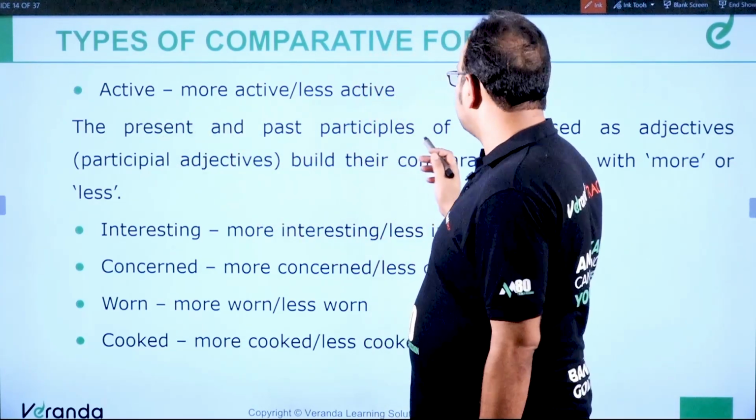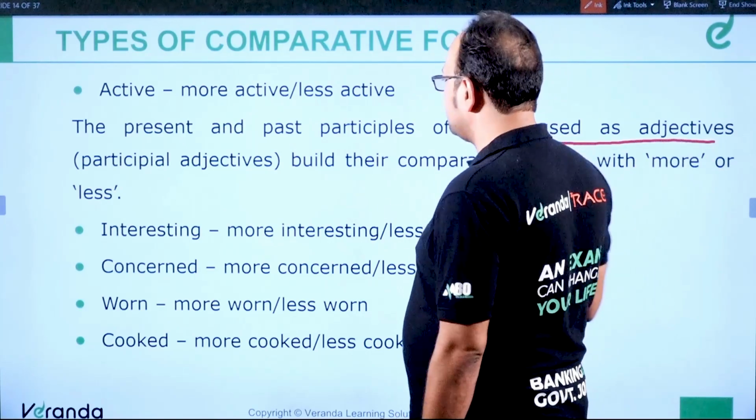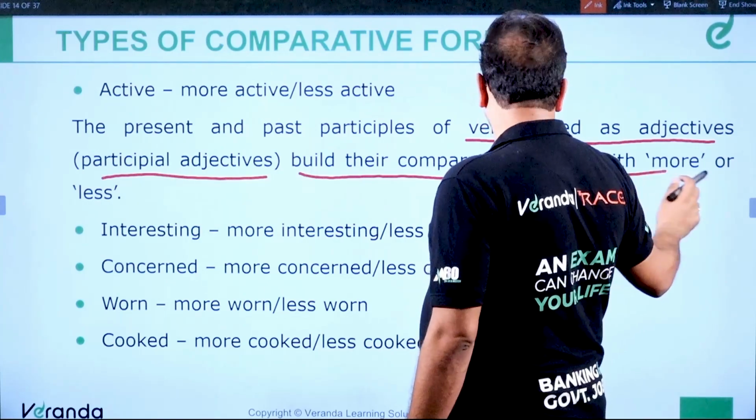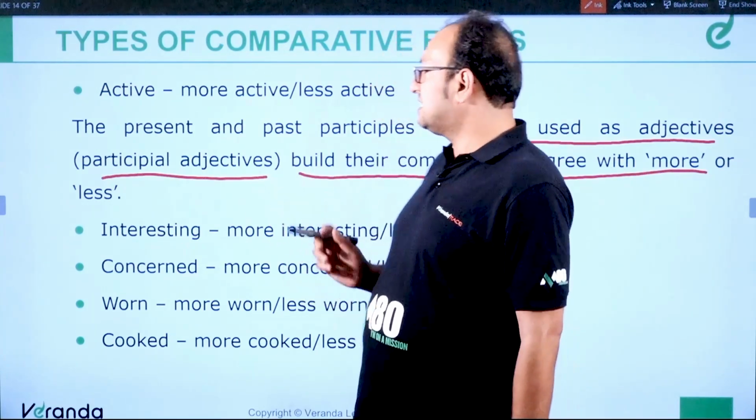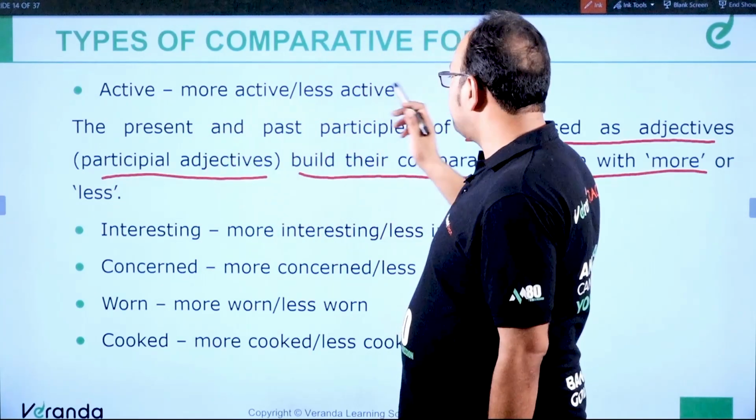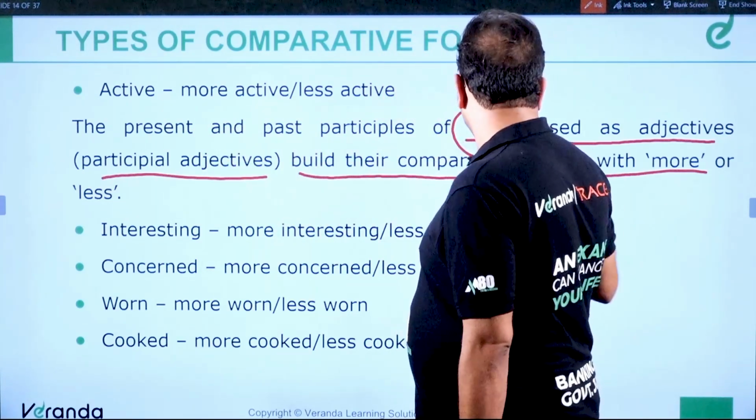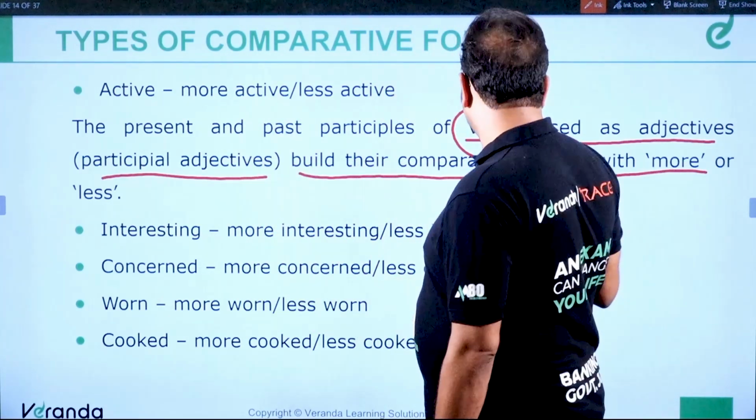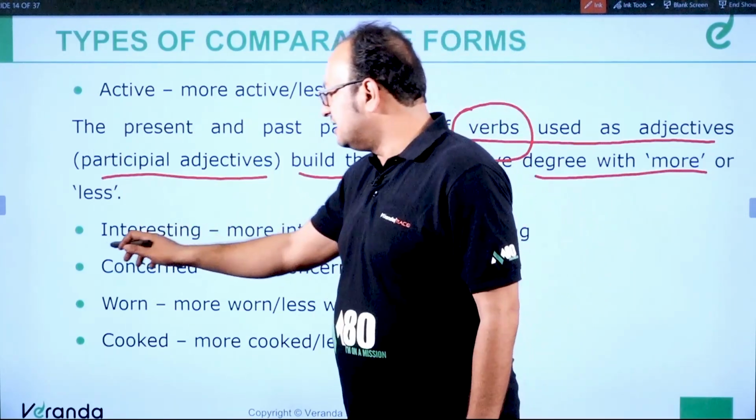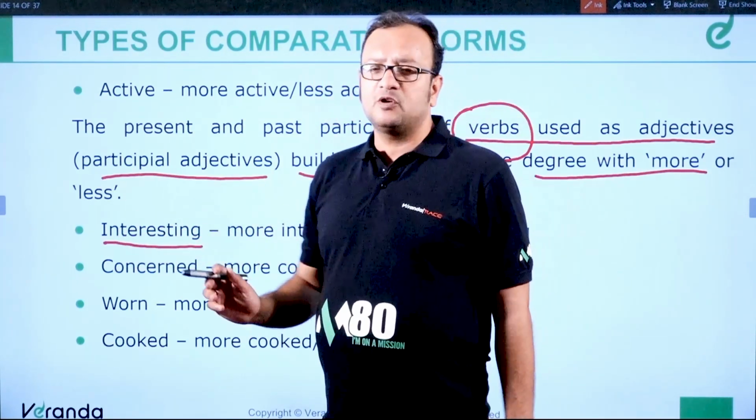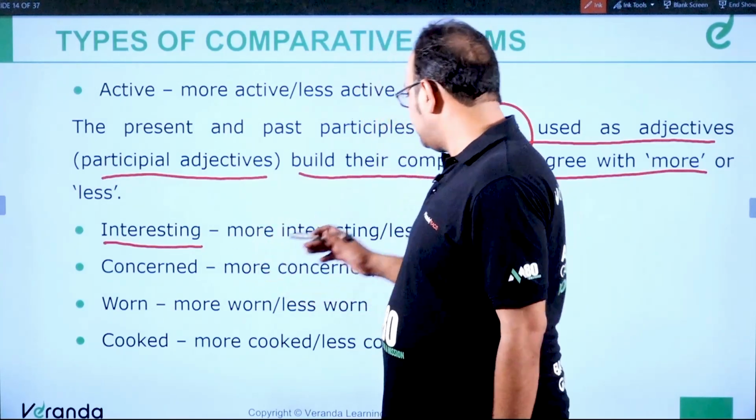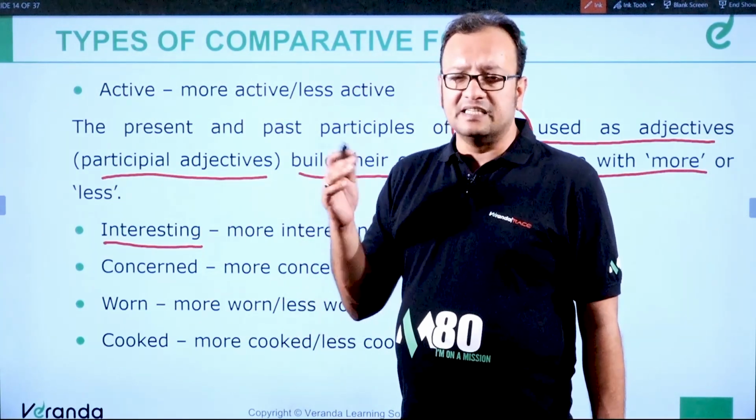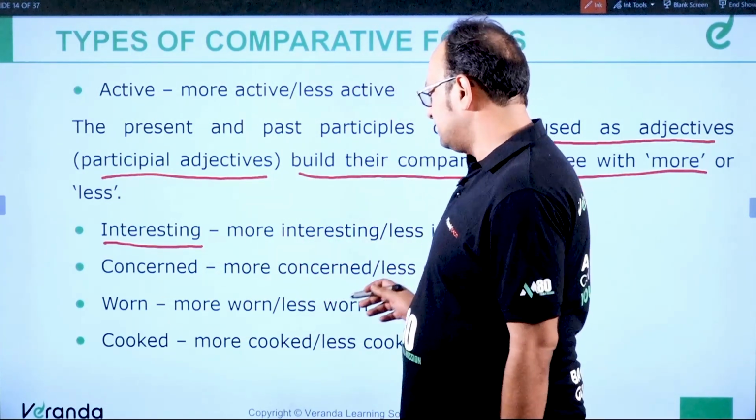The present and past participles of verbs used as adjectives, participial adjectives, build their comparative degree with more or less. For example, interesting. This is the present participle of interest. So more interesting, less interesting. Concerned. It's a verb, concerned. So it's a past participle. It becomes more concerned, less concerned.